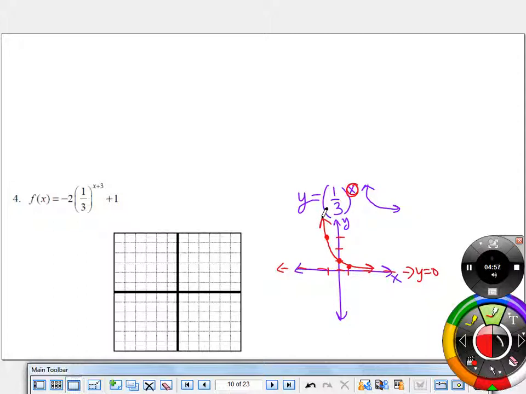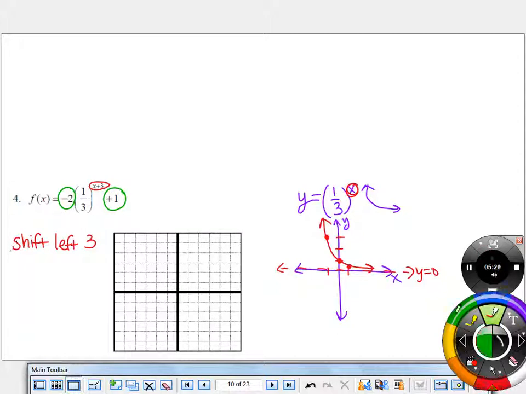Then I'm going to look at the new equation they've given me and all the changes that are taking place. So here, what I'm circling in red is going to be the horizontal changes that I need to account for. And this stuff I'm circling in green are going to be the vertical changes that I'm going to account for. So horizontally, we are going to shift left 3 because of the x plus 3 and the exponent.